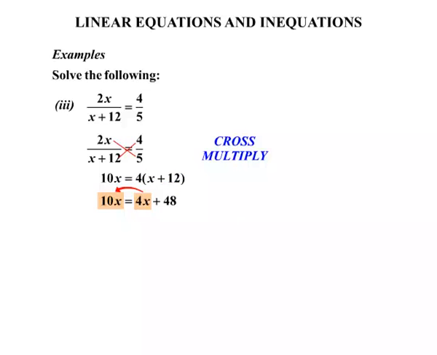That'll come over, become minus 4x. Okay, so we'll have 10x minus 4x. That's 6x. And then we have 48 there. And if we have 6x equals 48, you can probably do it in your head. Therefore, x must equal 8.